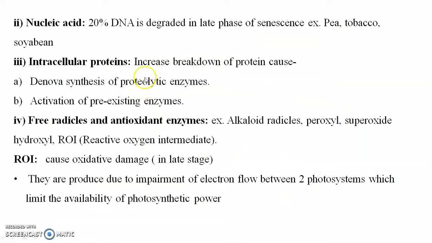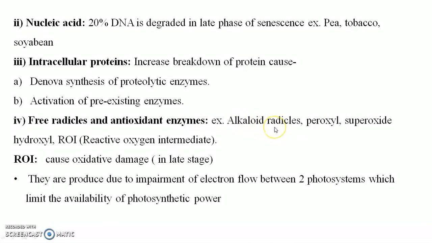Nucleic acid: 20% of DNA is degraded in the late phase of senescence. Example: tea, tobacco, soybean. Intracellular proteins: increased breakdown of protein is caused by the de novo synthesis of proteolytic enzymes as well as the activation of pre-existing enzymes. Fourth, free radical formation and antioxidant enzymes.